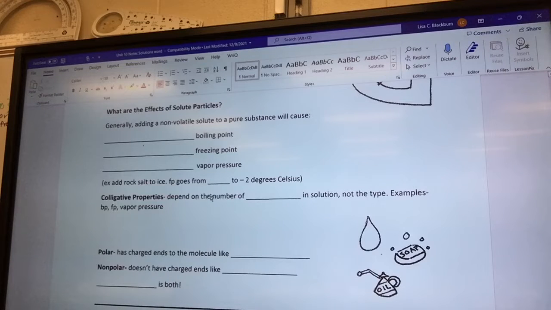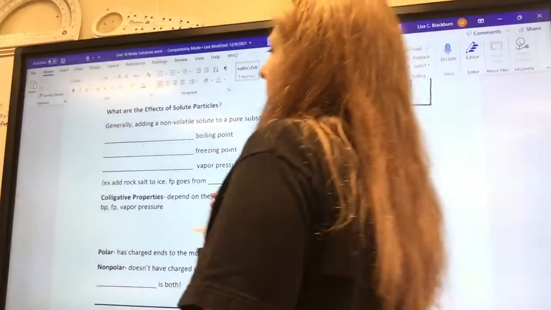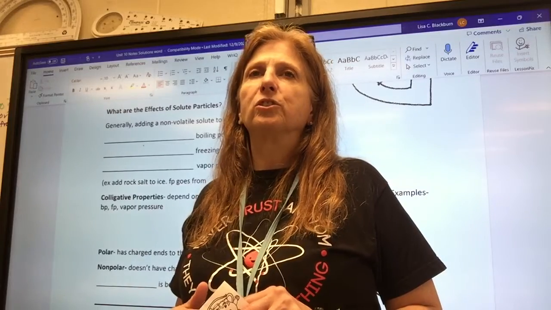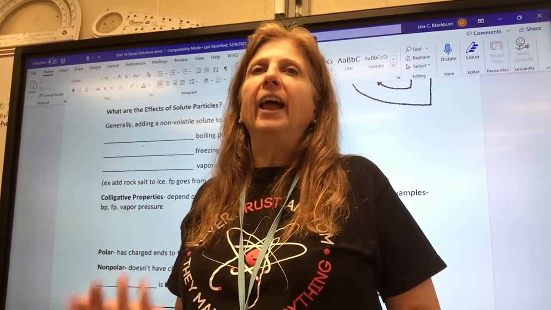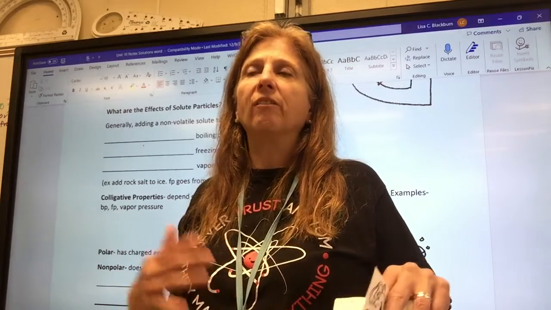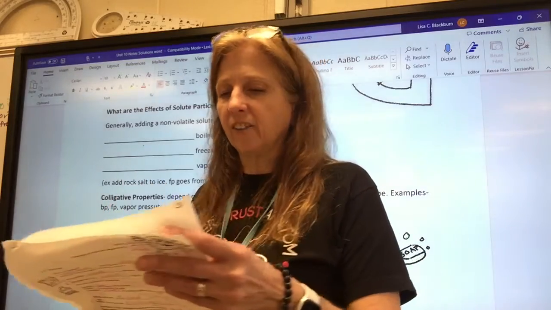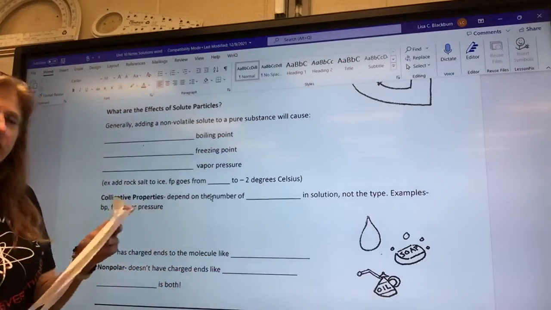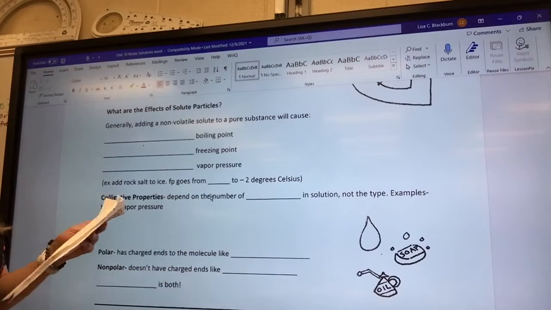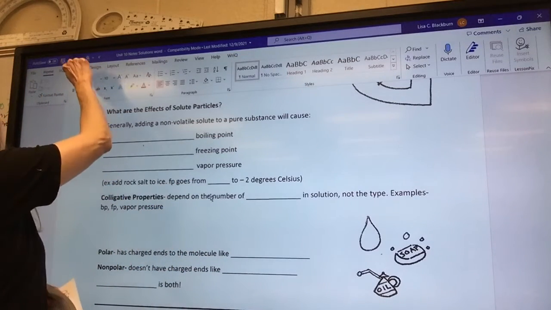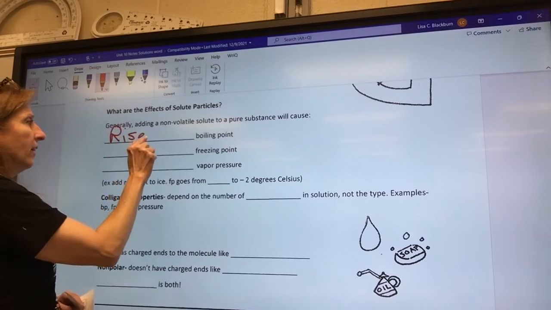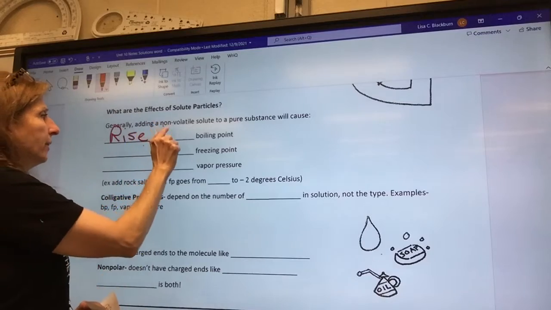Okay, last little bit here. Y'all are doing good. Okay, now, if you add solute particles, it has an effect on phase change. So if you add salt to water, it causes a rise in the boiling point.